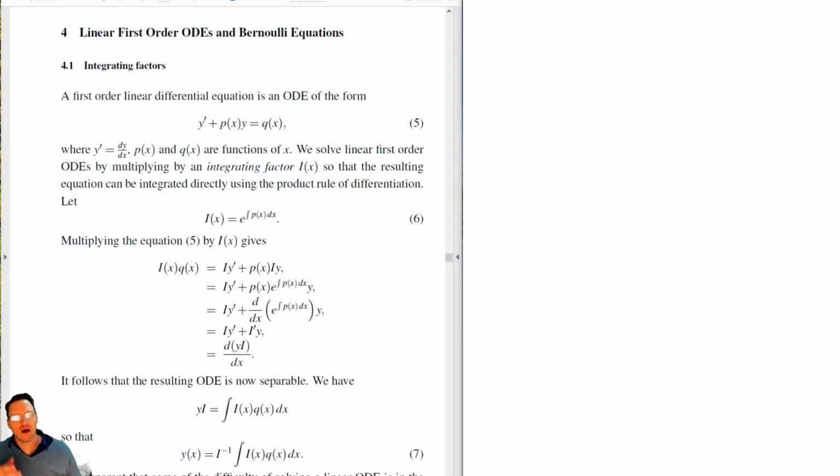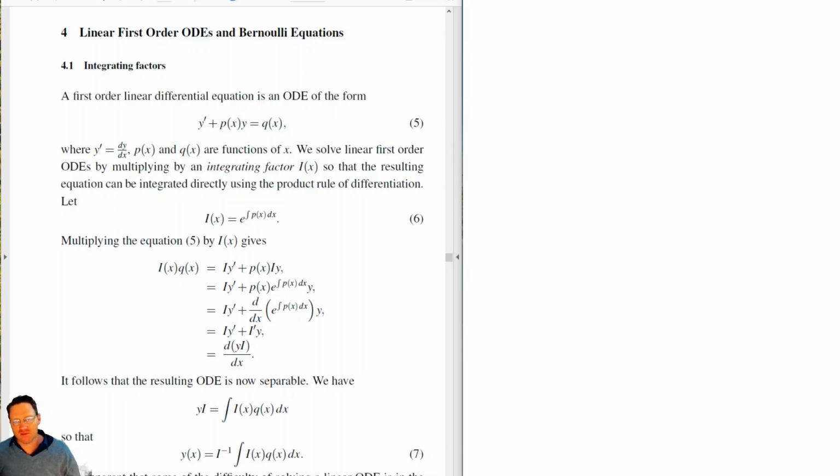Okay, let's begin our fourth session here, chapter 4 of this booklet, linear first order ODEs and Bernoulli equations. Let's begin with section 4.1 on integrating factors, but you need to know what a first order linear ODE is. That's an equation of the form here of equation 5, y dash plus a function of x called p times y is equal to q of x, where y dash is equal to dy on dx.